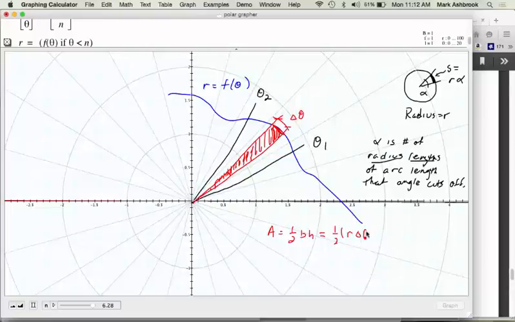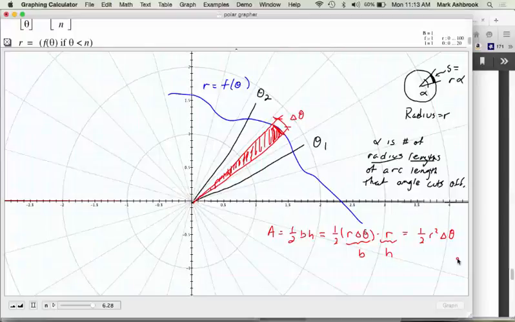So the base is r delta theta. That's from this, right? It's the amount of angle times the radius. Depends on how far out you are. So that's our base, and then times the height. What's the height? r. So one half r squared delta theta. That's our typical sliver of area.